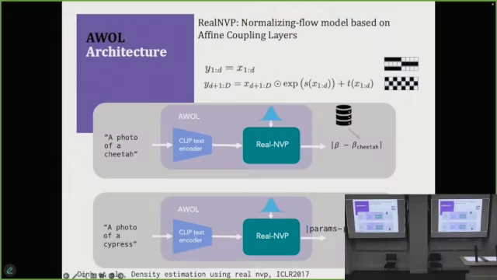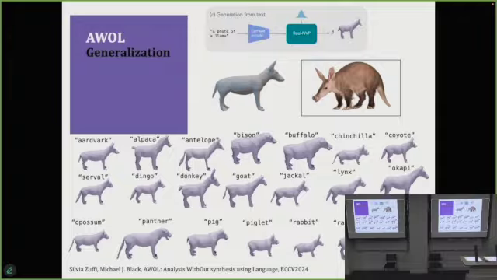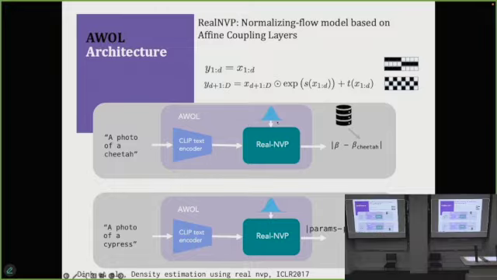So the network we train is called Real MVP, and it's a flow model. We could have used a diffusion model, but we decided to use this type of architecture because it's really structured. This network is composed of a set of modules called affine coupling layers. So the variables are processed through these layers, from the input to the output.